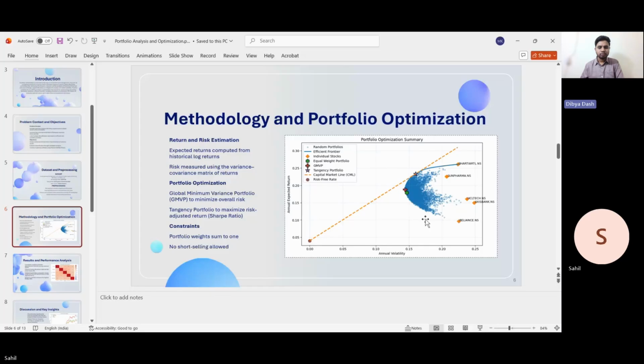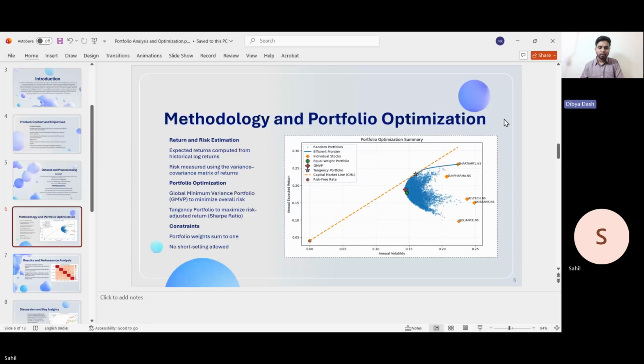The curved blue line is the efficient frontier, representing the best possible portfolios. For any risk level, portfolios on this line deliver the highest return. The dashed orange line is the CML, capital market line, which shows the highest expected return for a given risk when investors can borrow or lend at the risk-free rate. Portfolios below the CML are inefficient.